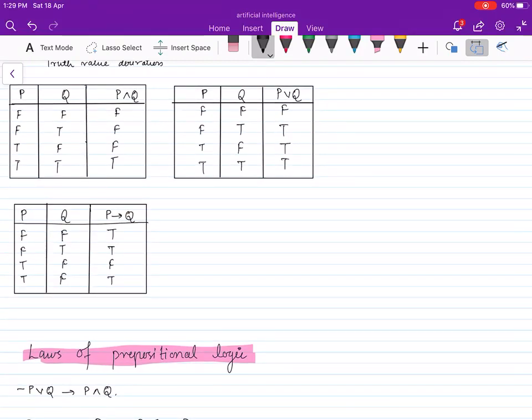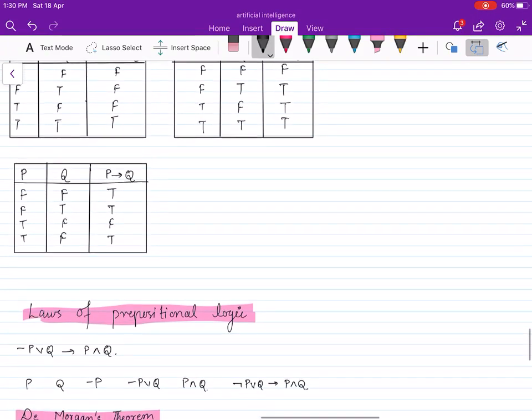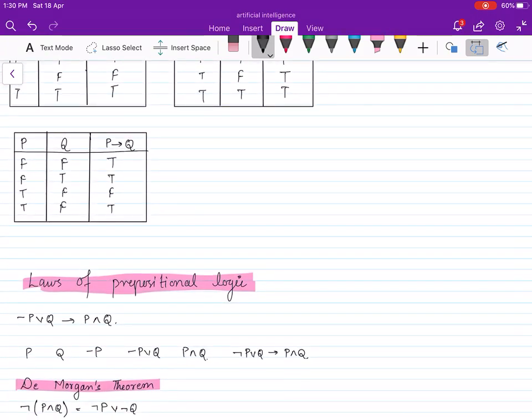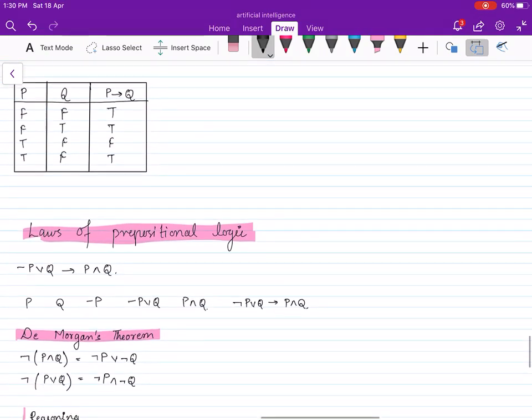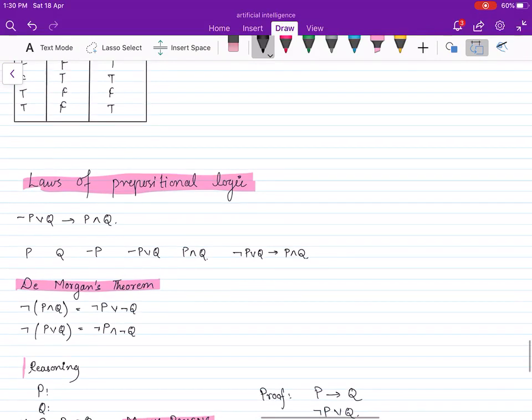And so P implies Q, as we can see, if P is false and Q is true, then P implies Q can be true, and if P is true and Q is false, then it is always false. And what are the laws of propositional logic? There are too many laws of propositional logic, but here I am discussing only 2 laws.